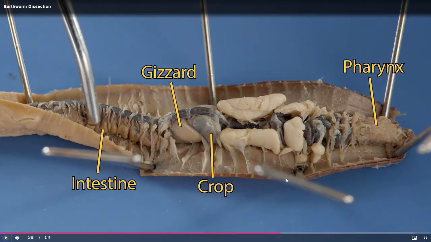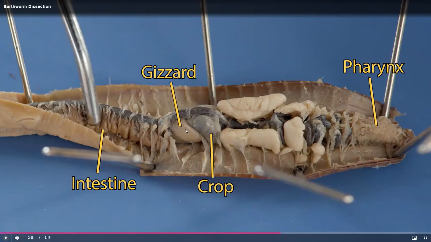Okay, so one thing I really want to point out that has to do with your post-lab question are these two structures right here that are really important for the digestive tract of the earthworm. So here's the crop on top, then the gizzard. The crop stores food, and then the gizzard will grind up the food. If you were to push on these structures, the crop is a lot more flexible and can collapse easily, and the gizzard is a lot more hard.